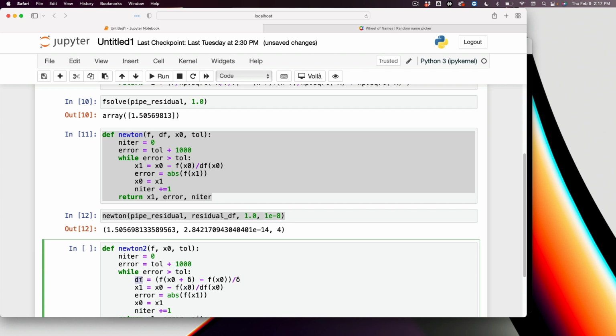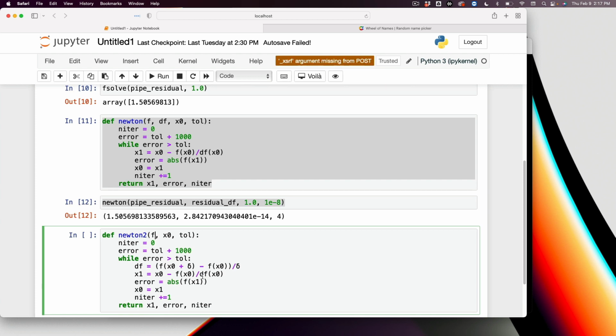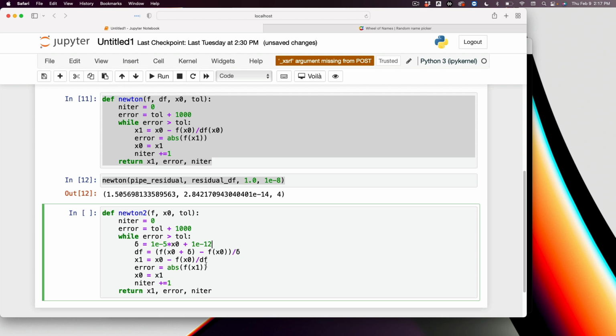So we agree that this now gives us the value for the derivative of the residual function. And then our Newton method is simply going to be substituting this denominator. Instead of df of x0, now it's just df, because it's just a variable here. We still need to define delta. So delta is equal to 1e to the minus 5 times x0 plus 1e to the minus 12.